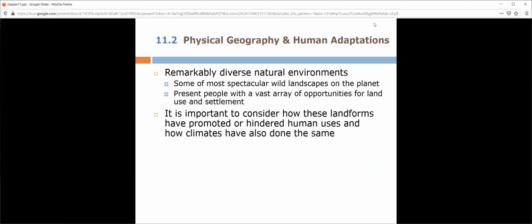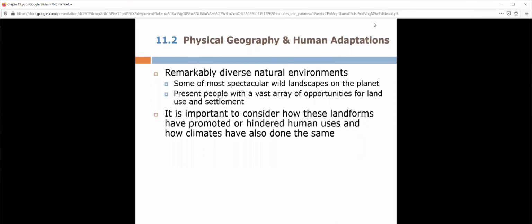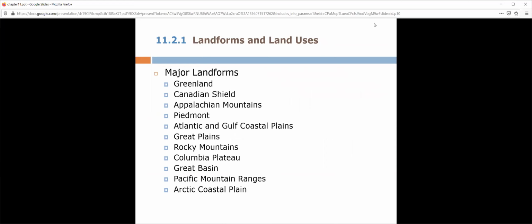Let's backtrack a bit. And again, keep the immigration in the back of your mind as we go through these other slides. The reason why people come to America in these stupidly big numbers will make a bit of sense, especially if we compare it to the other regions we've talked about. United States, remarkably diverse natural environments. Arguably one of the most diverse countries by itself in the world. Spectacular landscapes, right? I'm sure we've all been in a national park at some point. Beautiful. It's important to consider how these landforms have promoted or hindered human use and climates around there.